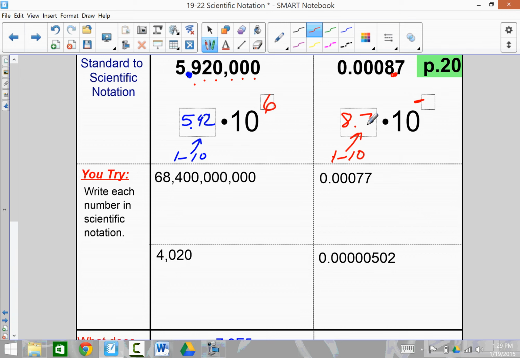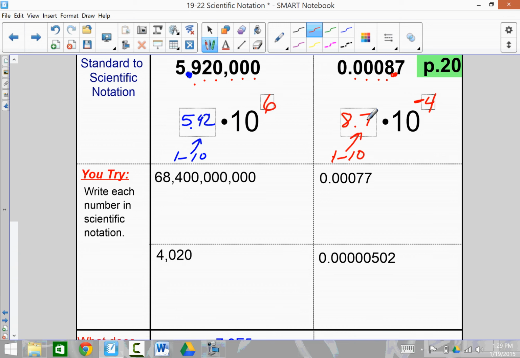And let's decide how far away that decimal point I placed there is from the original decimal point, which is right here. So let's take a look. There are 1, 2, 3, 4 numbers in between the old and the new decimal point. So I know my exponent is going to be a -4. And again, it's negative because I have a number smaller than 1. It's between 0 and 1.